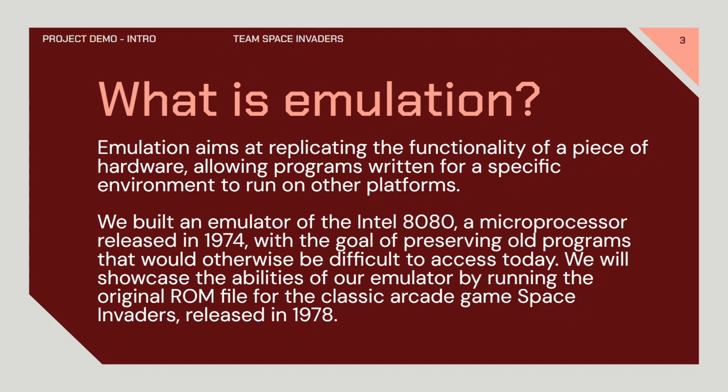So what is emulation? Emulation aims at replicating the functionality of a piece of hardware, allowing programs written for a specific environment to run on other platforms. In our case, we built an emulator of the Intel 8080, a microprocessor released in 1974. Emulation is unique in that it replicates hardware functionality and doesn't change the original software. In that way, it preserves the original format of a vintage piece of software while making it accessible on modern platforms. We're going to showcase the abilities of our emulator by running the original ROM file of Space Invaders, which was originally released in 1978.